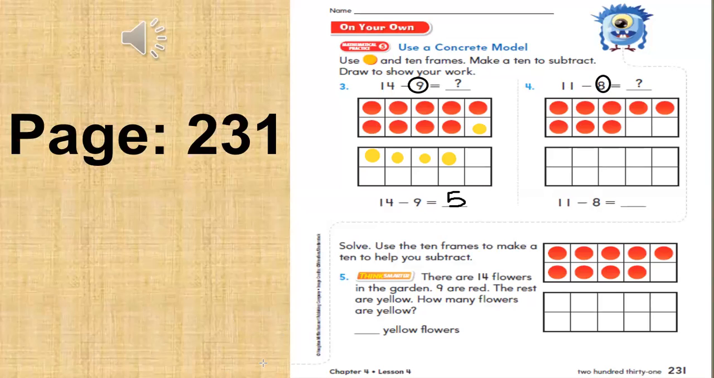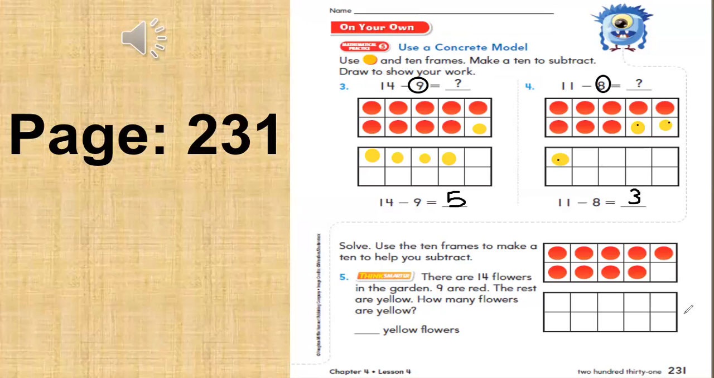So let's count. 8, 9, 10. So now the 10 frame is full. After 10, 11. As you can see here, number 11. So 11. Now, how many yellow color counters did we make? Count the yellow color counters. 1, 2, 3. So 11 minus 8 equal 3.